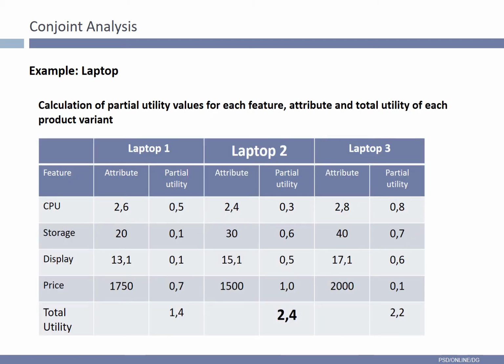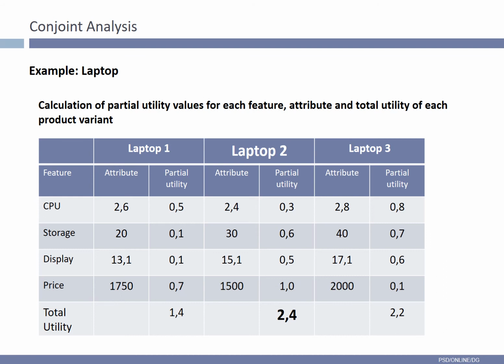You see, for each of these laptops, for the CPU, the storage, the display, and so on and so forth, what kind of utility is created by each of these features and the specific attribute that is selected for laptop number 1, but also for laptop number 2, but also for laptop number 3. By summing up the partial utilities of each of these attributes, you end up with a total utility score. And you can do this for all possible combinations that you can imagine, and then select the one product variation that creates the highest value.